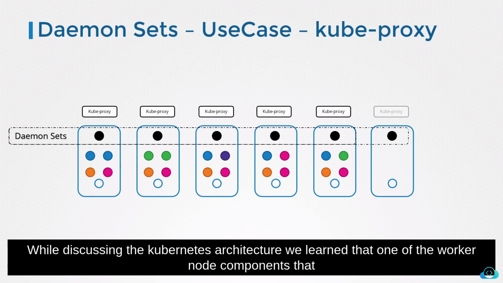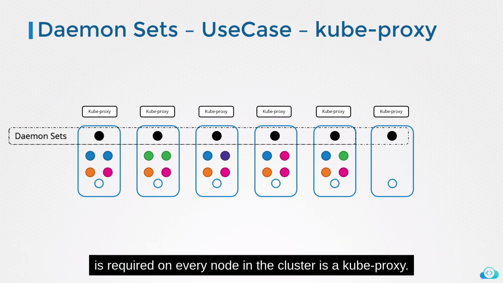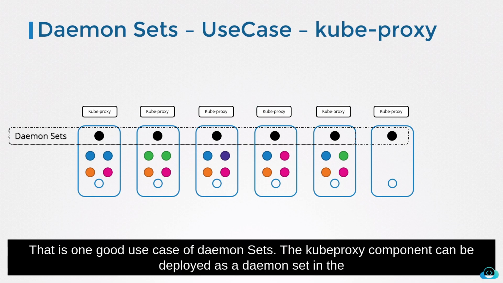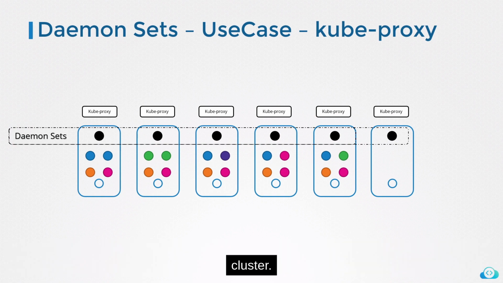Earlier, while discussing the Kubernetes architecture, we learned that one of the worker node components that is required on every node in the cluster is a kube proxy. That is one good use case of daemon sets. The kube proxy component can be deployed as a daemon set in the cluster.